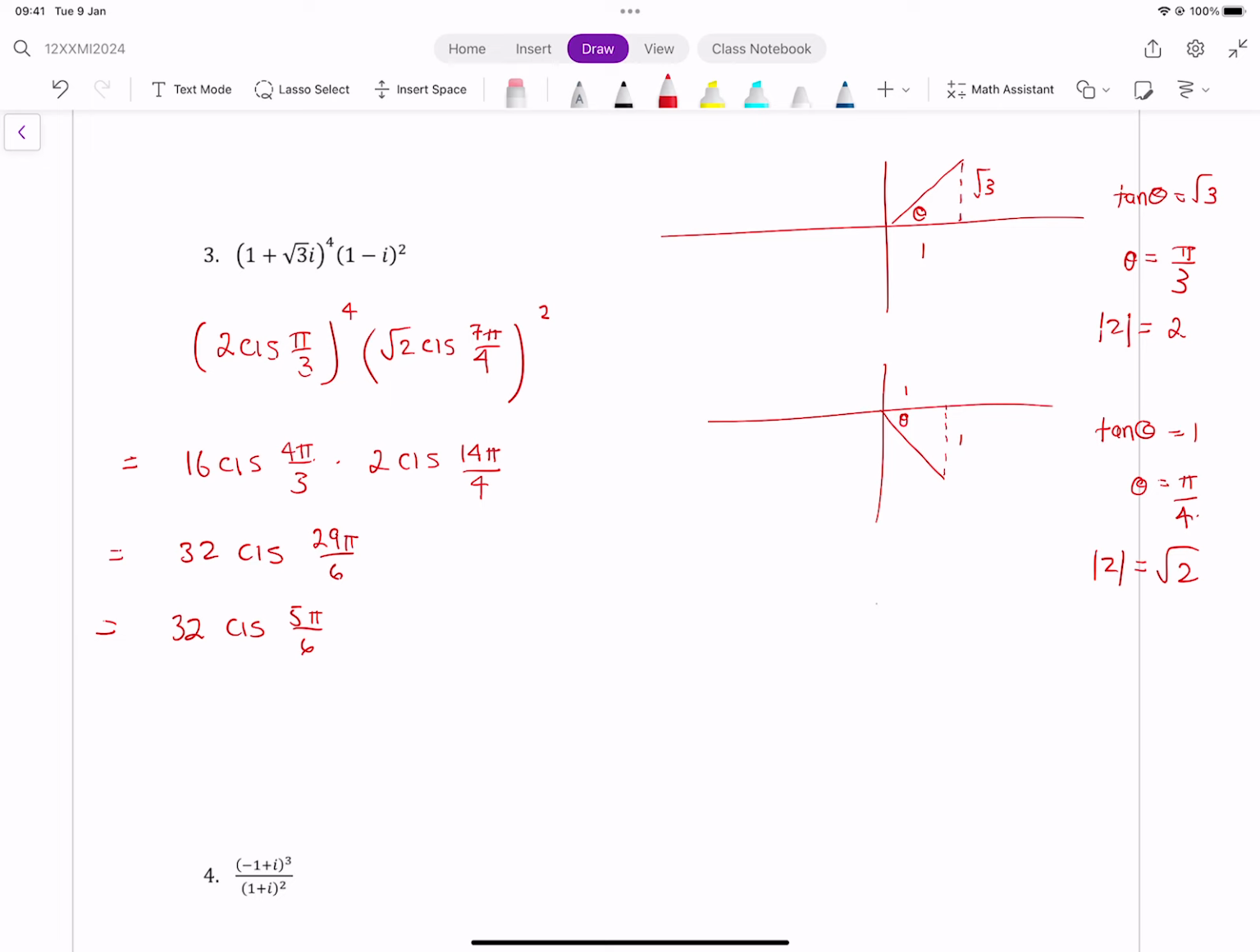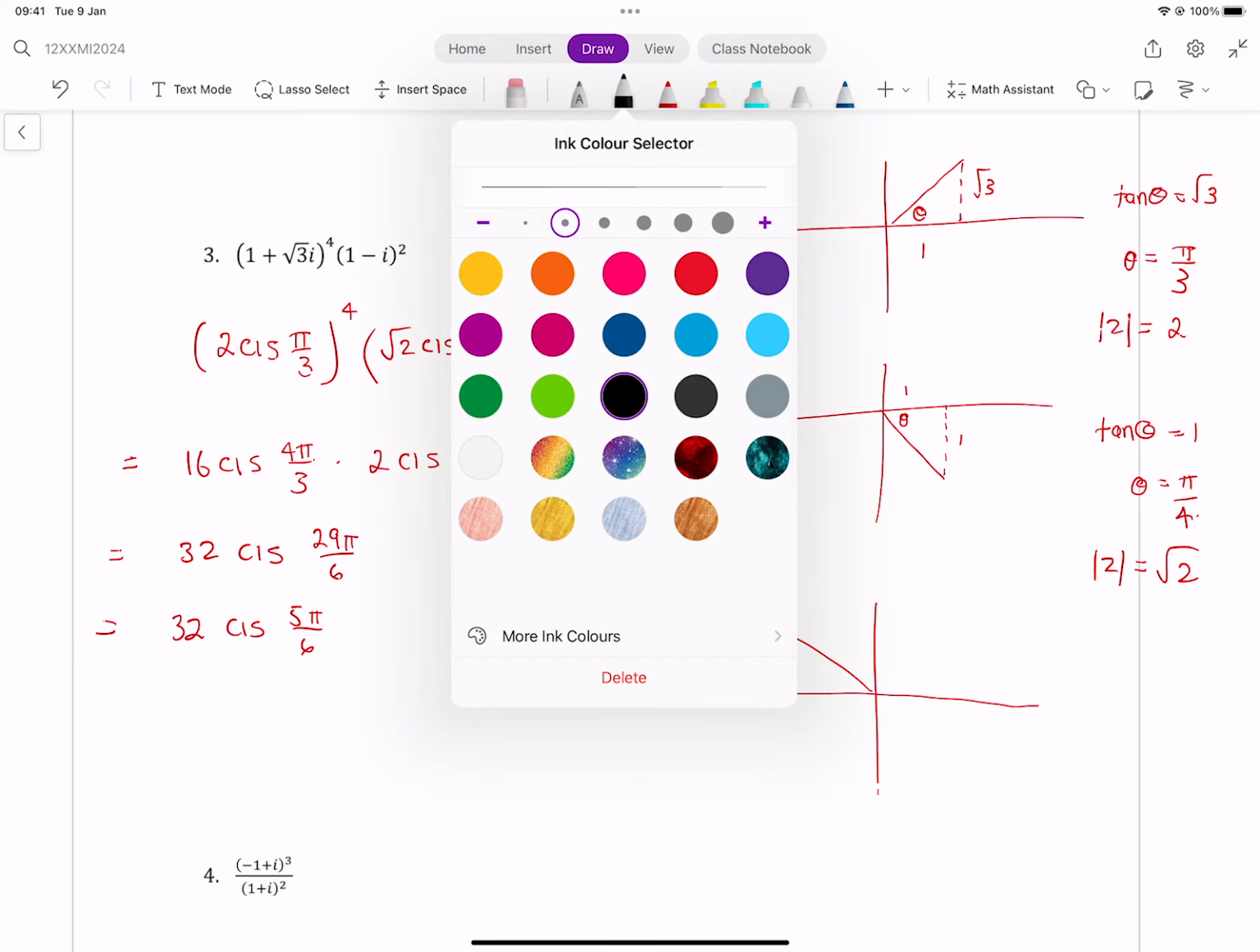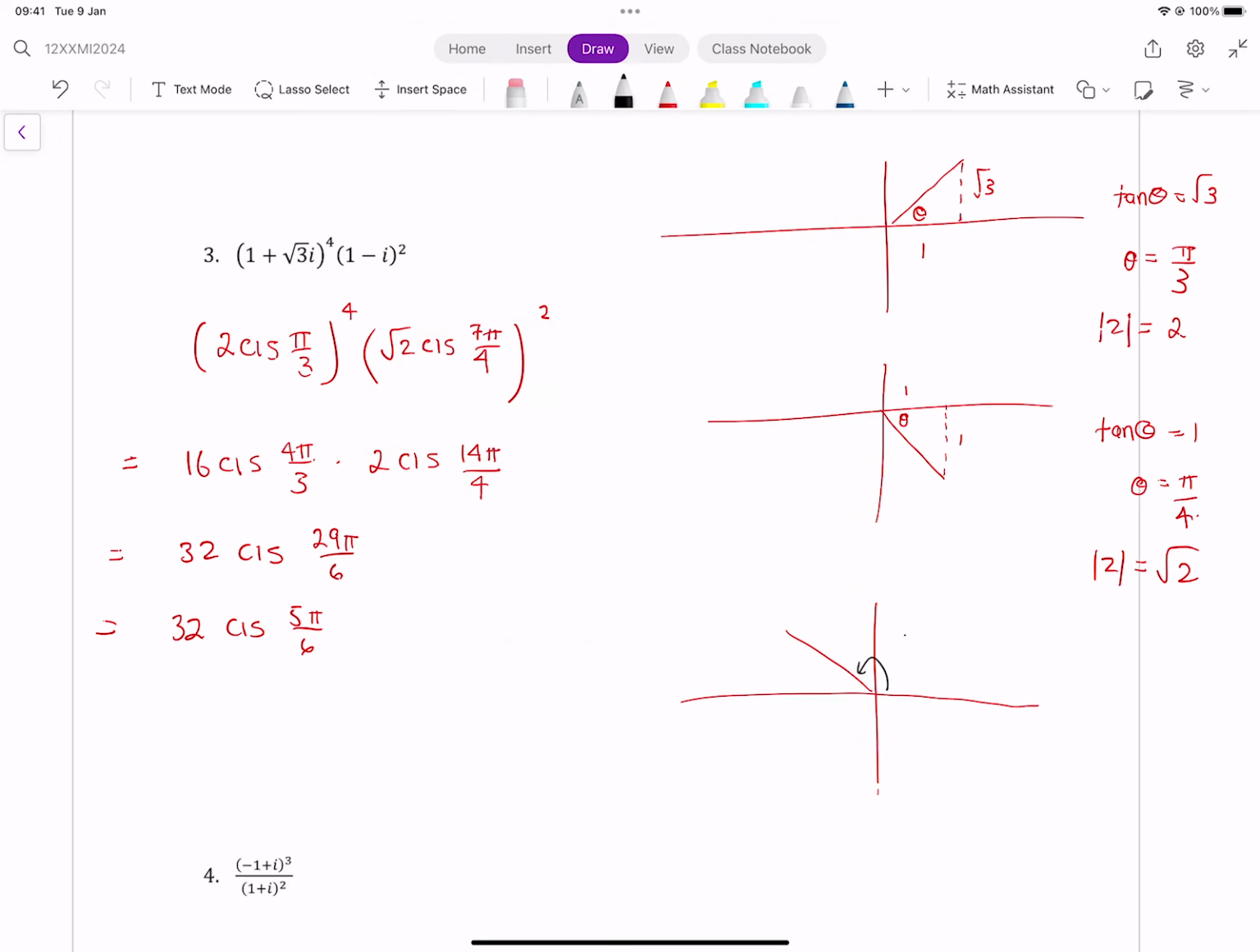So let's draw a little diagram to consider where 5 pi on 6 is. Now the fraction 5 on 6, hopefully we'd all know, is about 0.8, which is in the second quadrant. So the argument of this complex number is 5 pi on 6, which would make this pi on 6. We've got a modulus here of 32, so we're going to say this complex number is 32 cos 5 pi on 6 plus i sine 5 pi on 6.